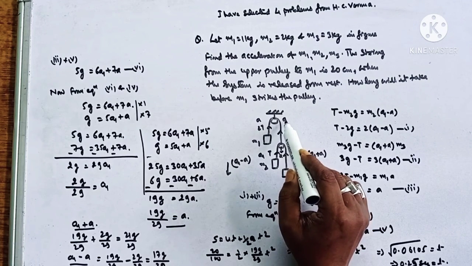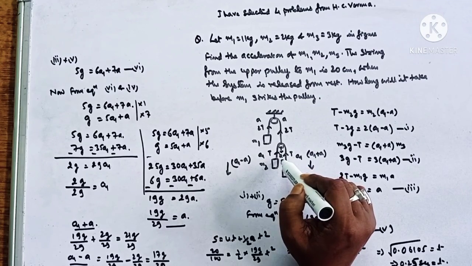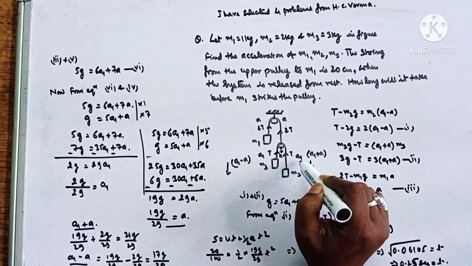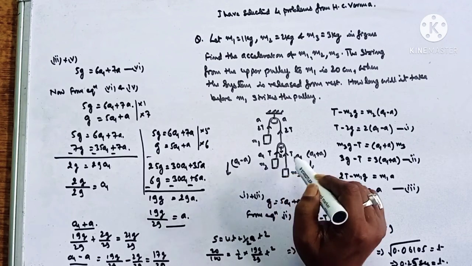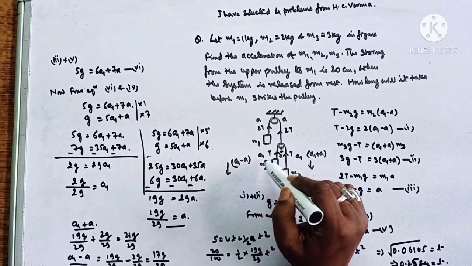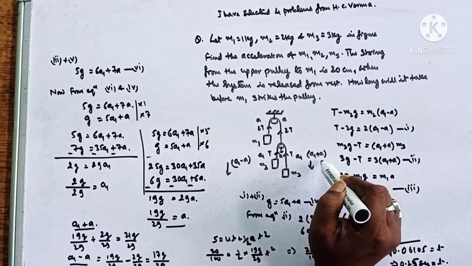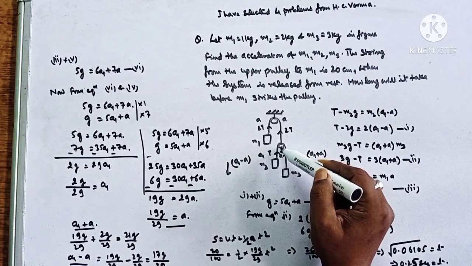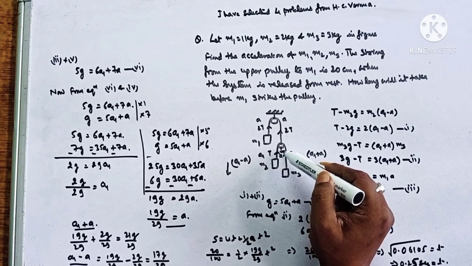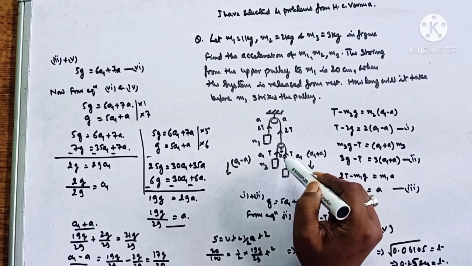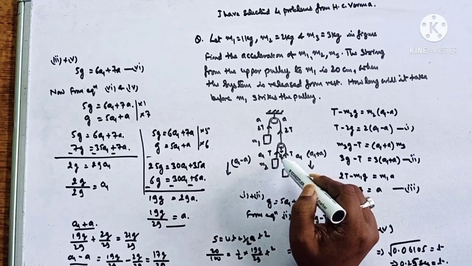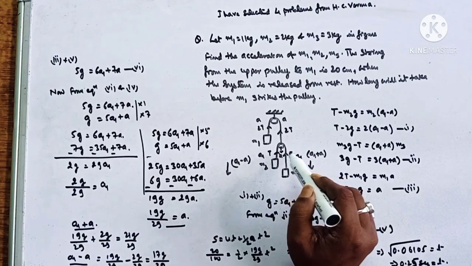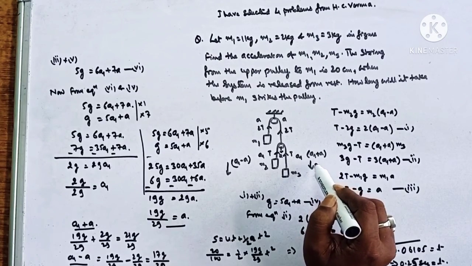Here acceleration A, and the whole system will move downward with acceleration A. Let this side be acceleration A1 and this side also acceleration A1, but both are moving downward, so here the acceleration will be A1 minus A and here the acceleration will be A1 plus A. Because the whole system is moving downward, at the same time this is moving up and this is moving down.